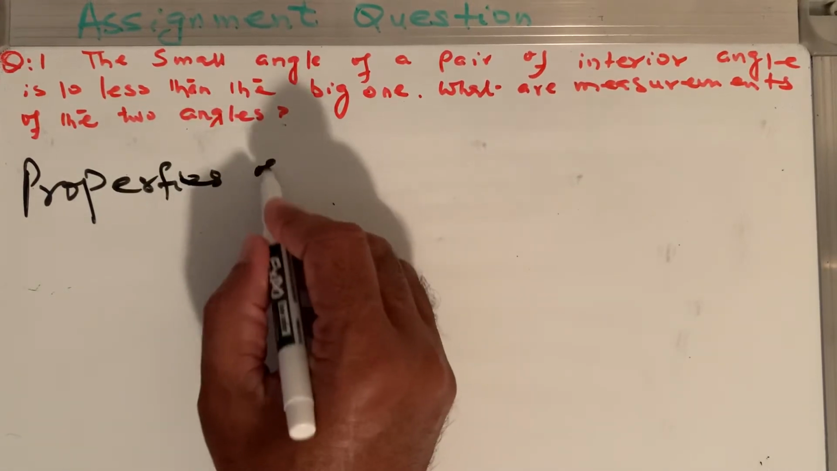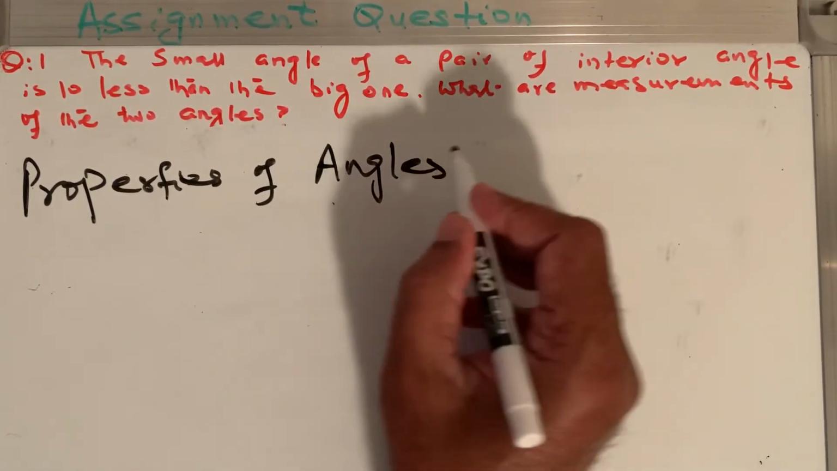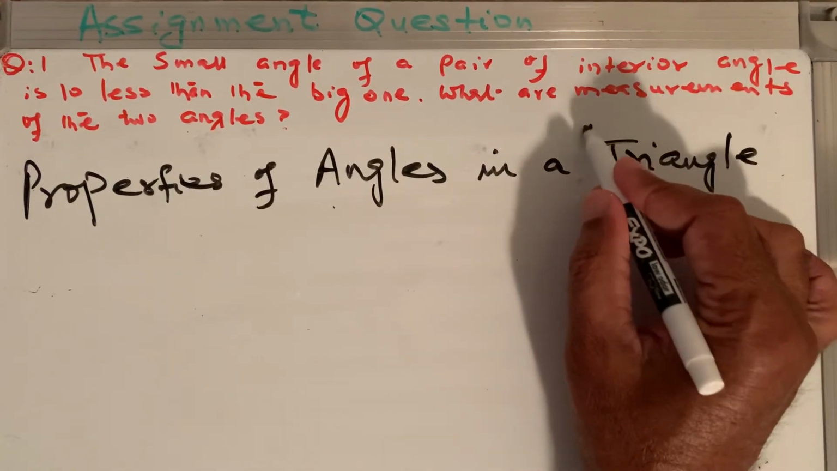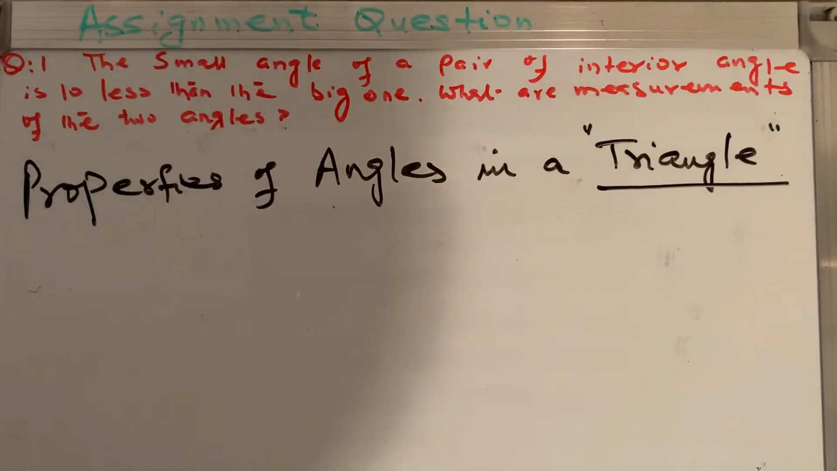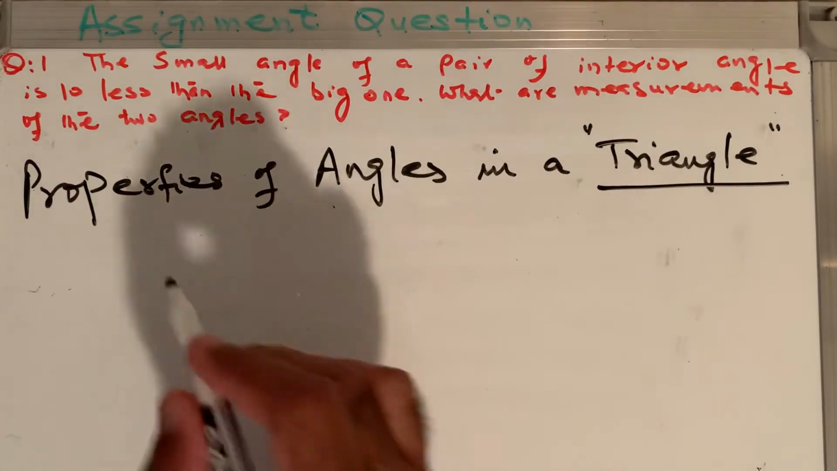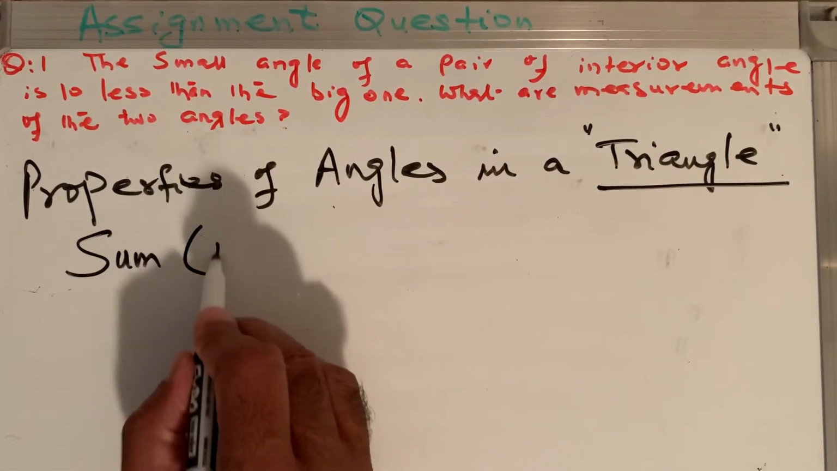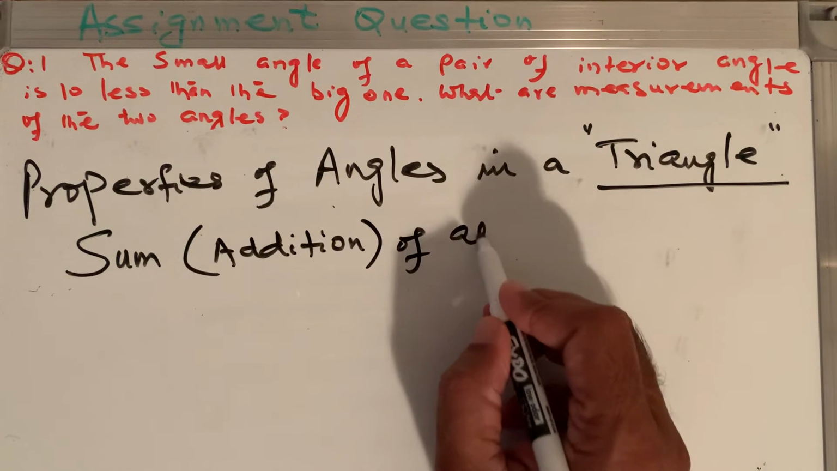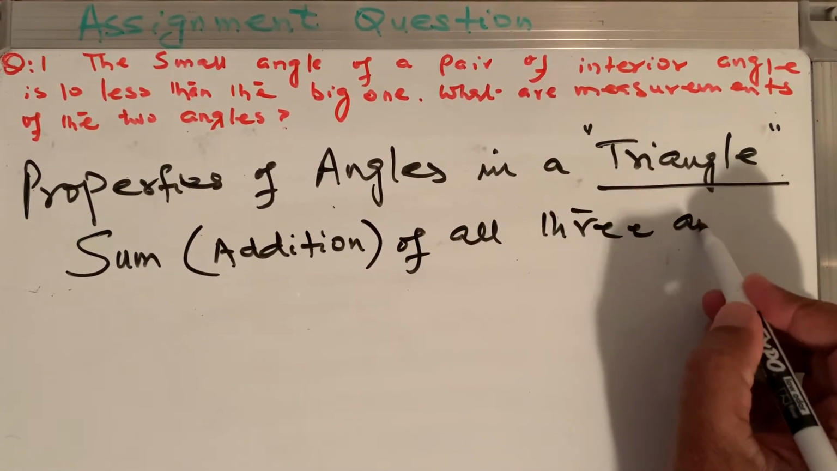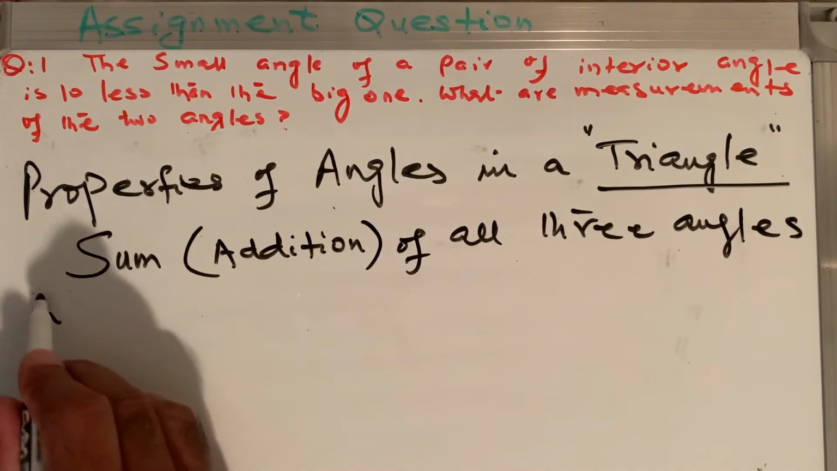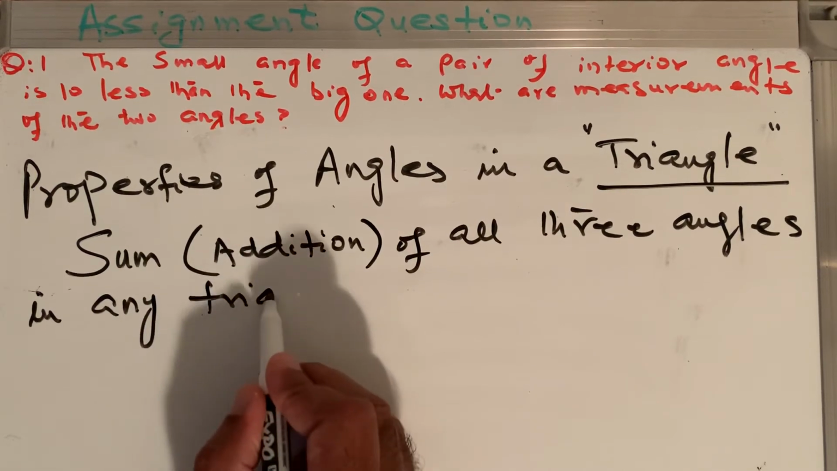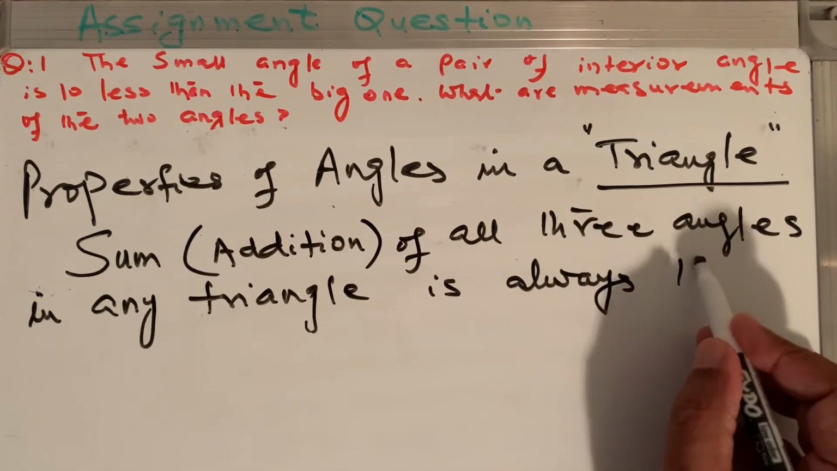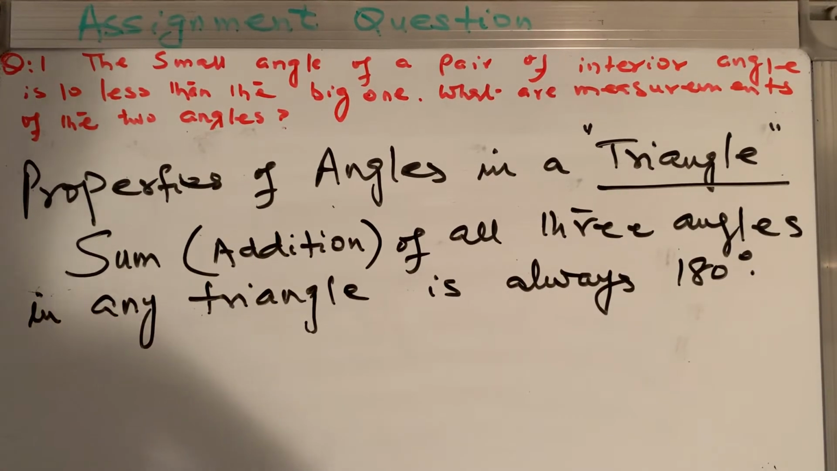Properties of angles in a triangle. And I have been telling students this is the most important rule in a triangle: the sum of all the angles of any triangle. Sum means addition. If you add all three angles of any triangle, the sum of all three angles in any triangle is always 180, and that rule we apply several times in our questions and problems.